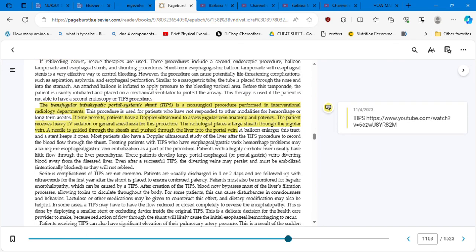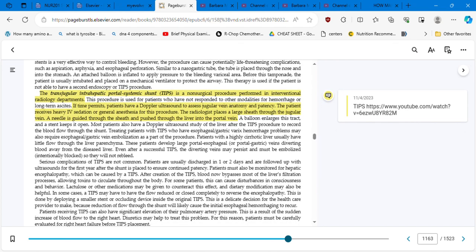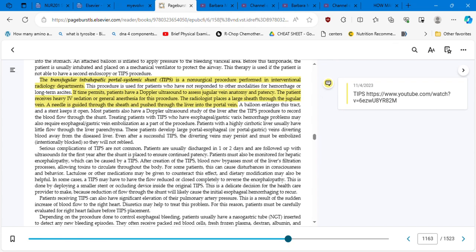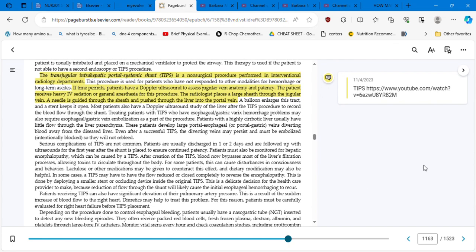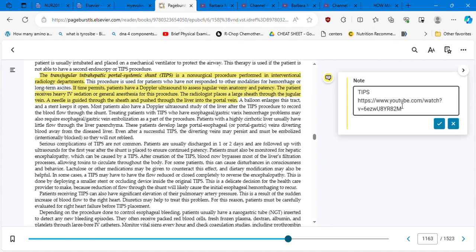The transjugular intrahepatic portosystemic shunt, or TIPS, is a non-surgical procedure performed in interventional radiology departments. And I want to show you a video about how TIPS is done.